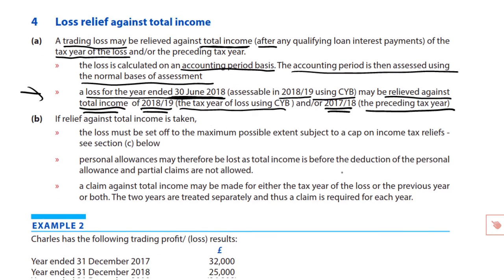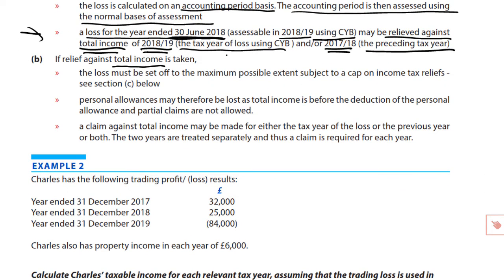Now, if we choose to make this claim, then the relief against the total income is taken. The loss must be set off to the maximum possible extent, so we cannot make partial claims. The only, and in most circumstances unlikely, situation in which we would restrict the amount of loss set against that total income is where the cap applies, subject to a cap on income tax reliefs of this nature, and that's detailed in section C below. But that cap, as you will discover, says you will be using all of the loss against all of your total income, made up of any and all of any trading profit for the tax year in question.